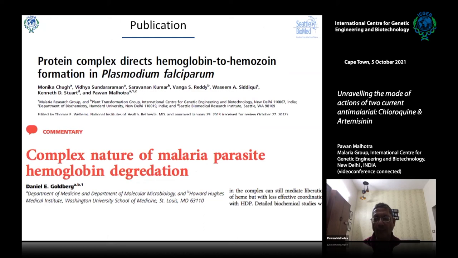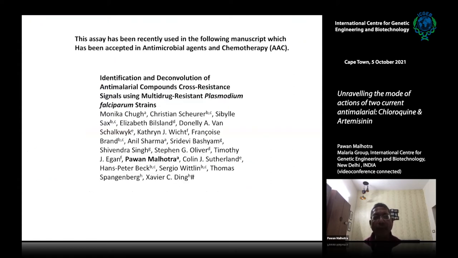And this work was published in PNAS, and a commentary was also given by Daniel Goldberg on our work. He referred to this complex as the Degradosequestrasome. Then this assay has also been used by MMV to understand various modes of action of drugs on the hemozoin pathway.